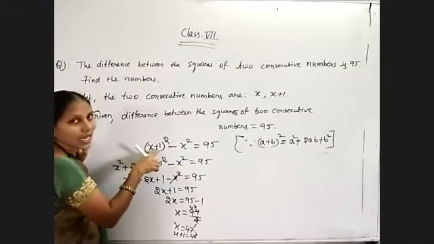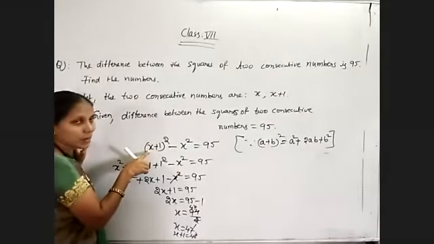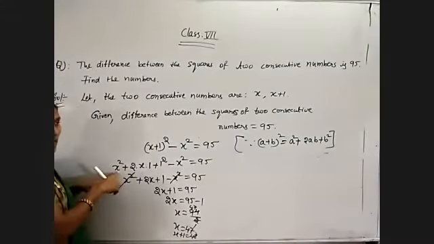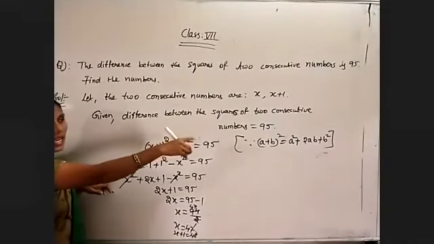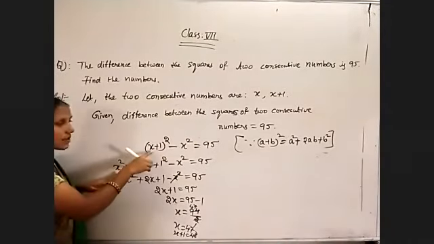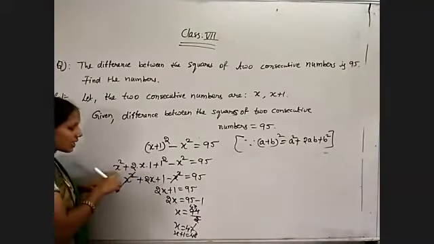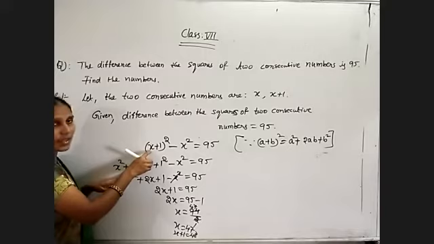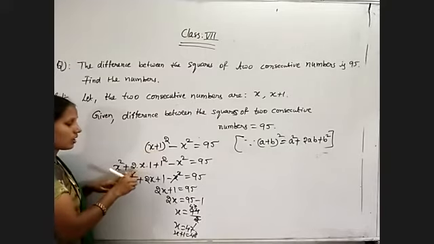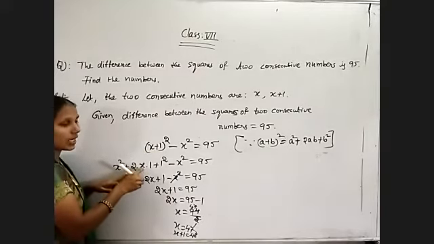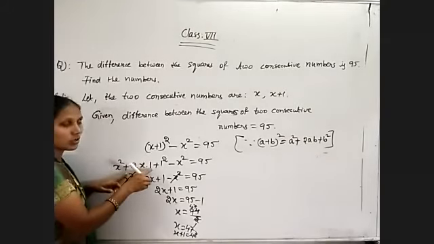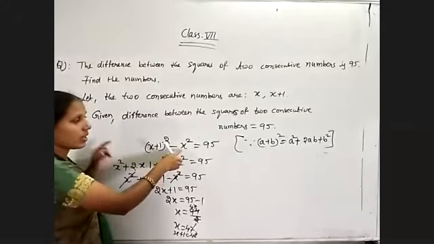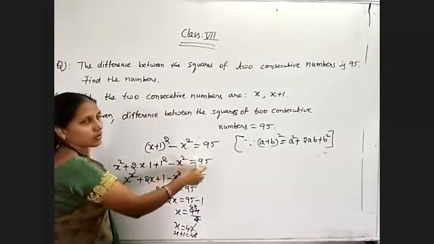Instead of b, we have 1. So in place of a, substitute x. In place of b, substitute 1. That is a square. So right side, what is there? A square means in place of a, what we have is x. So x square plus 2ab. In place of a, x. In place of b, 1 we have. 2 into a into b, that is 2 into x into 1, plus b square. B is 1 so 1 square. Next term as it is, minus x square is equal to 95.